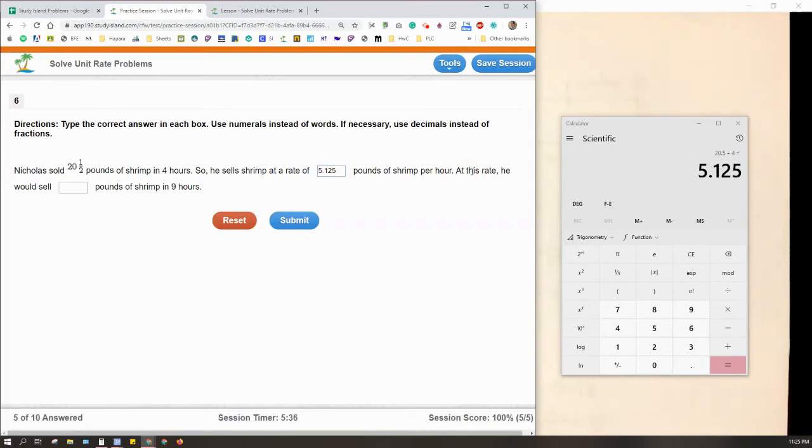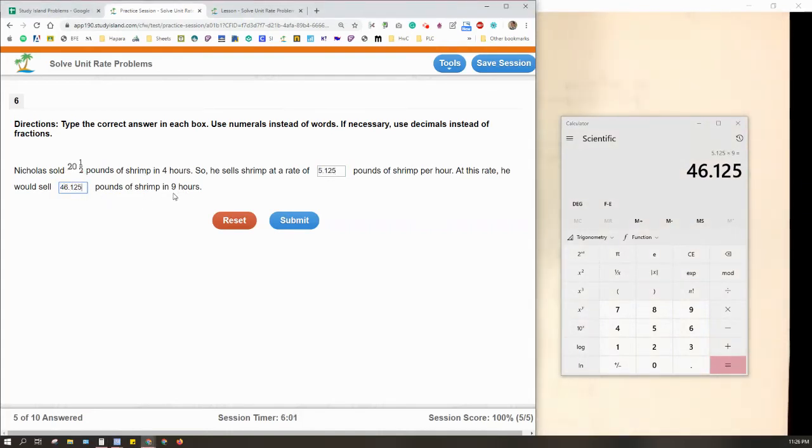Next, at this rate, he would sell blank pounds of shrimp in 9 hours. Well, if he knows how much he sells for 1 hour, which is 5.125, that's what we discovered. If we want to know how much he'll sell in 9 hours, we just multiply that by 9. And sure enough, times 9 gets us 46.125.